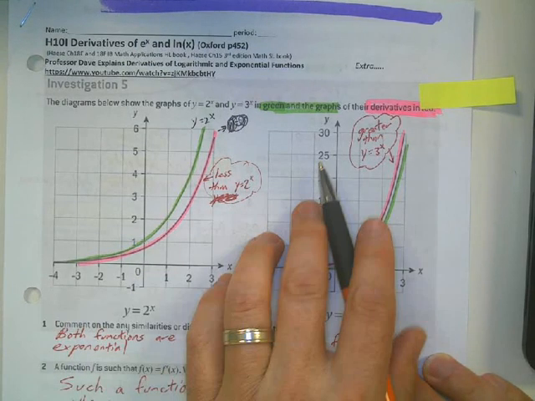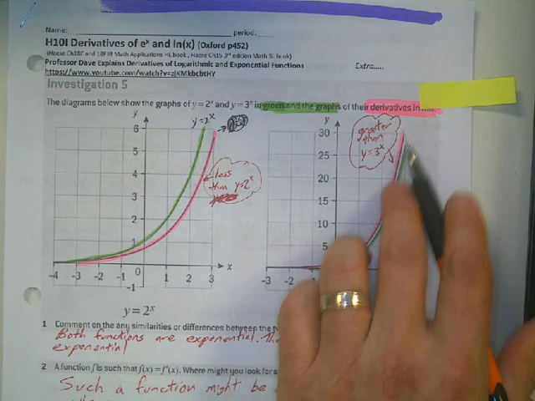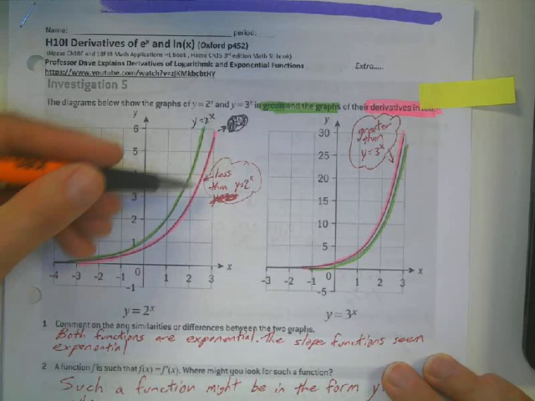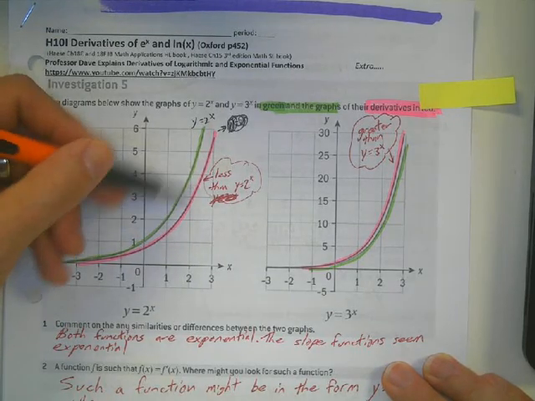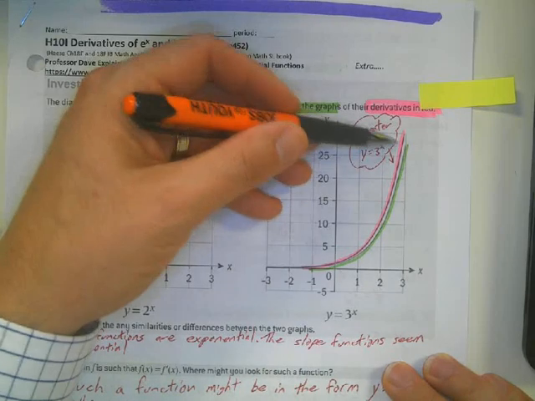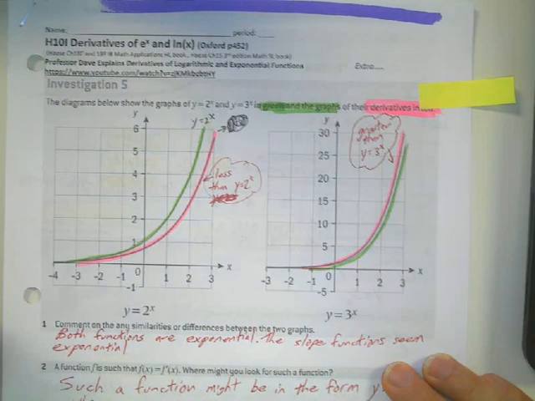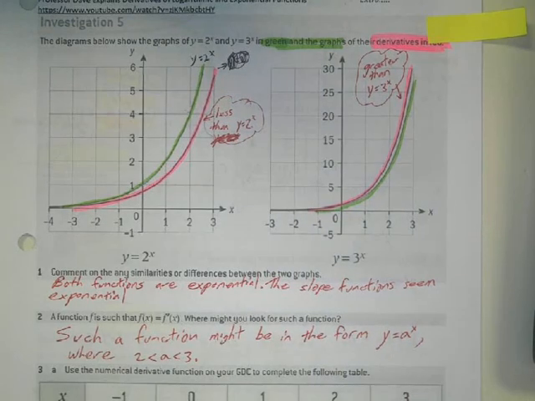And if I've got y equals 3 to the power of x, this is the derivative of that. And notice how the derivative on 2 to the power x, the slope is less than the actual function, and here the slope is a little bit bigger than that of the function. So the thing that we come away with, the comments, similarities and differences.